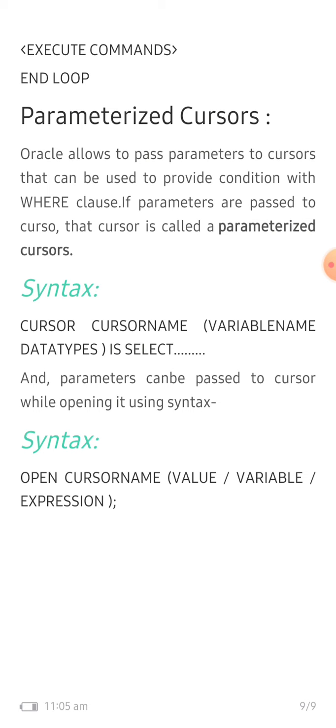Next is the parameterized cursor. Oracle allows passing parameters to a cursor that can be used to provide a condition in the where clause. A cursor to which parameters are passed is called a parameterized cursor. Syntax is: CURSOR cursor_name (variable datatype, variable_name datatype) IS select, and parameters can be passed to the cursor while opening it using the syntax: OPEN cursor_name (value or variable or expression).